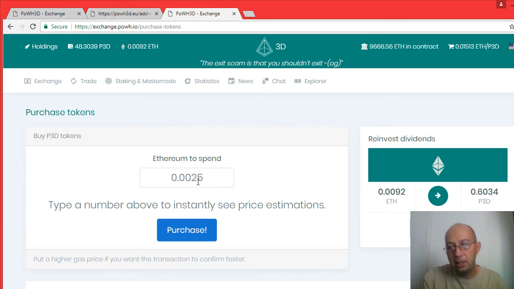This site is one of many sites, okay? This is one of the official sites, powh.io, but there's many of them that interact with this token, this coin, this contract. All the site does is interact with the Ethereum blockchain, okay? This is important to understand because if you don't know why you're not logged in, that's why.